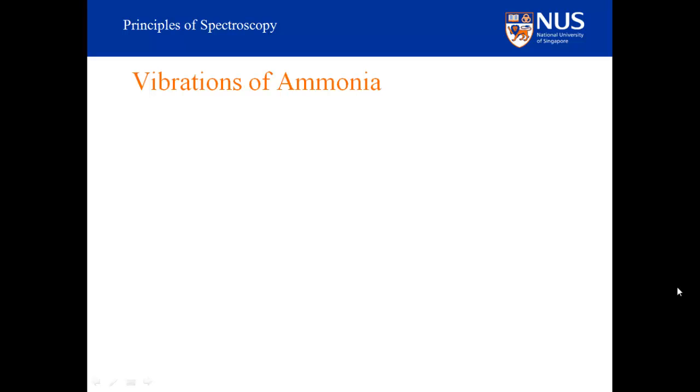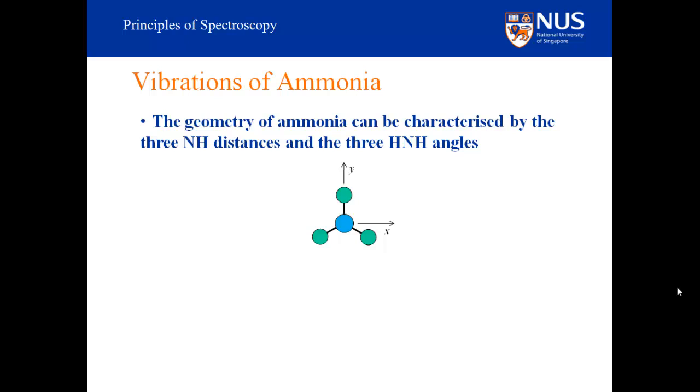With the character under each of the symmetry operations identified of this degenerate irreducible representation, let's consider a molecule with C3V symmetry. For example, ammonia. Once again, we need to identify internal coordinates in order to identify the normal modes. With 4 atoms, we need 6 internal coordinates. The geometry of ammonia can be characterized by the 3 NH distances, or bond lengths, and the 3 HNH angles.